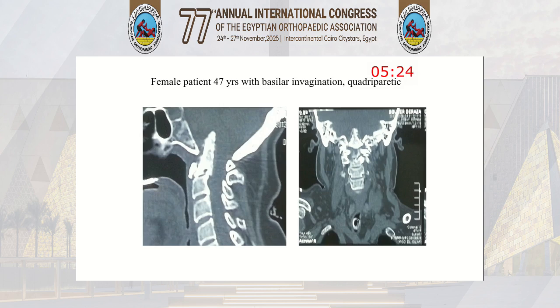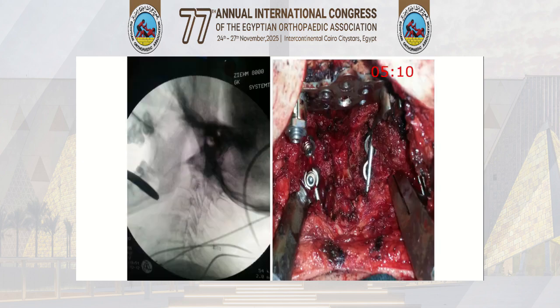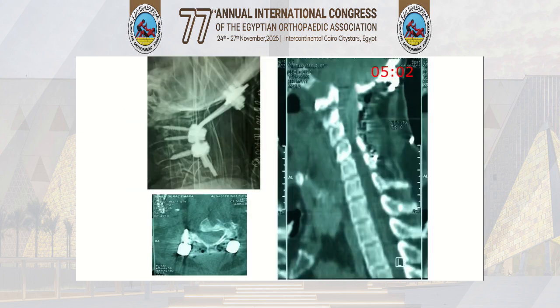But here is another form of instability. This is settling of the skull down, like in a rheumatoid patient with basilar invagination. Presentation is quadriparesis. You can see the cord compression at the foramen magnum. What we did was transoral decompression and posterior stabilization, as you can see here.